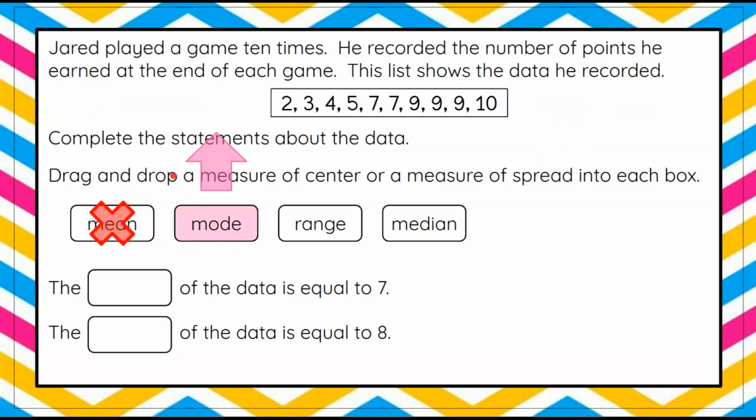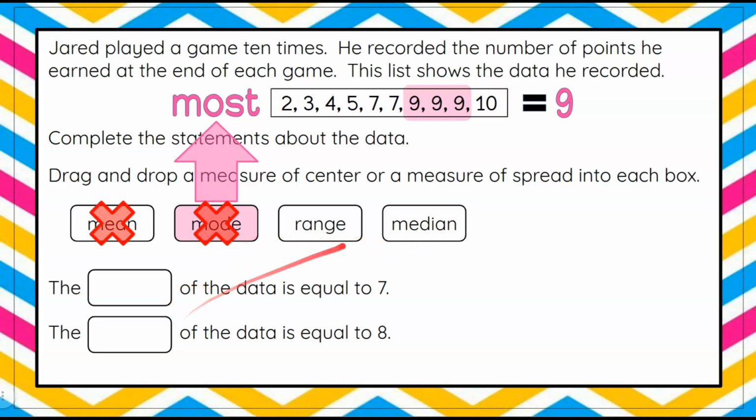Mode tells me what occurs the most frequently in a set of data. So I can see that 9 occurs 3 times. 7 occurred twice, 9 occurred 3 times. There's no other data point that occurs 3 or more times. So our mode of this set of data is going to be 9. Not 7, not 8. So I can now eliminate the mode. So I can see that it's going to be range and median in here, but I've got to go figure that out.